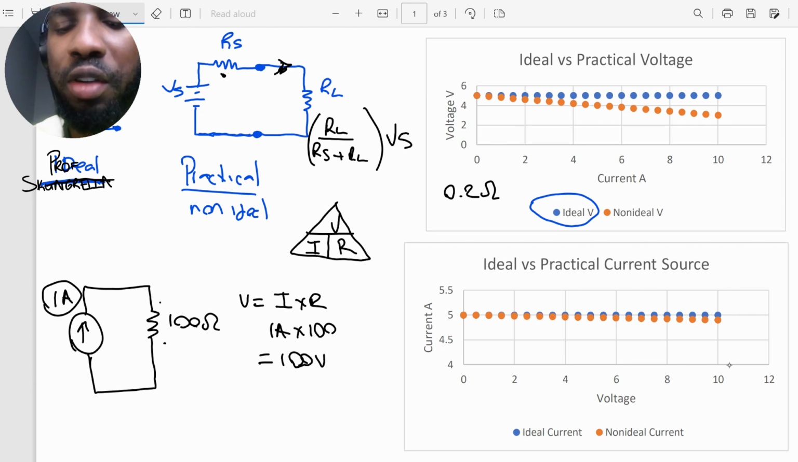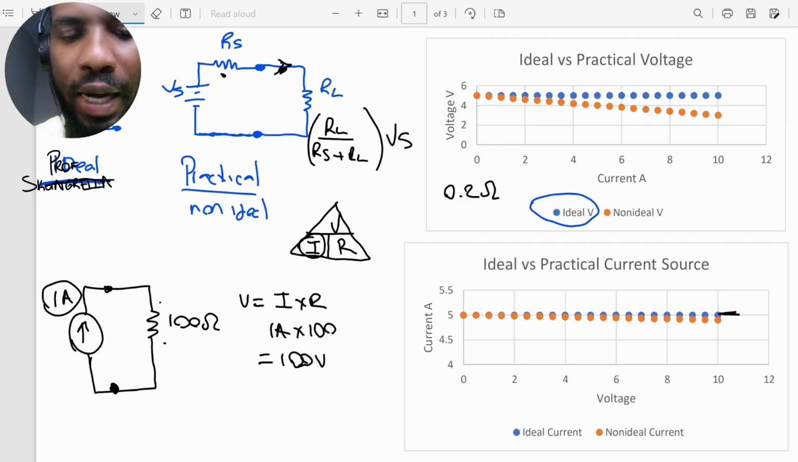If one of these is fixed, like if we keep the current fixed for the current source and the load is fixed, we need to change the voltage so that our current stays as it needs to be. Now, of course, this is the ideal source, so we have no source resistance. And so it doesn't matter how much voltage we are drawing from this current source, the current is staying fixed at 5 amperes, right?